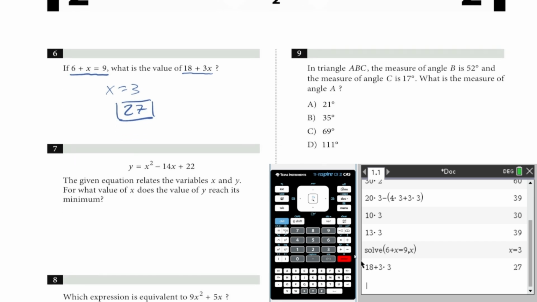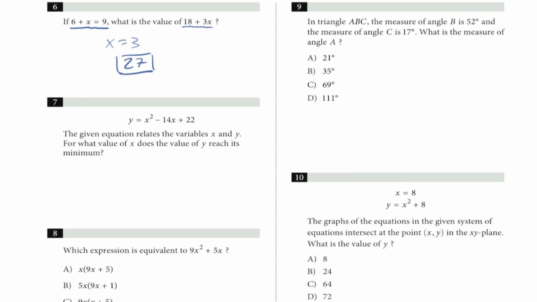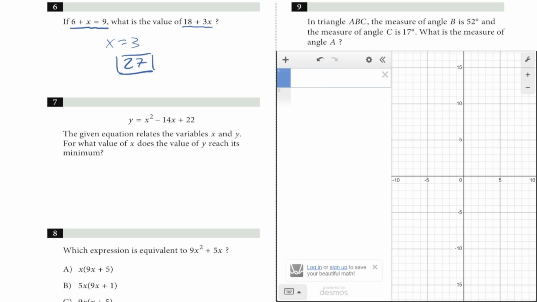All right. Looking at number 7. The given equation relates the variables x and y. For what value of x does the value of y reach its minimum? So if they're ever asking for the minimum of a graph or of an equation, that is a tell that you can probably do this in Desmos and just graph it. So we're just going to graph this equation. So it's y equals x squared minus 14x plus 22. So we're going to graph it, but we're going to look for the minimum.